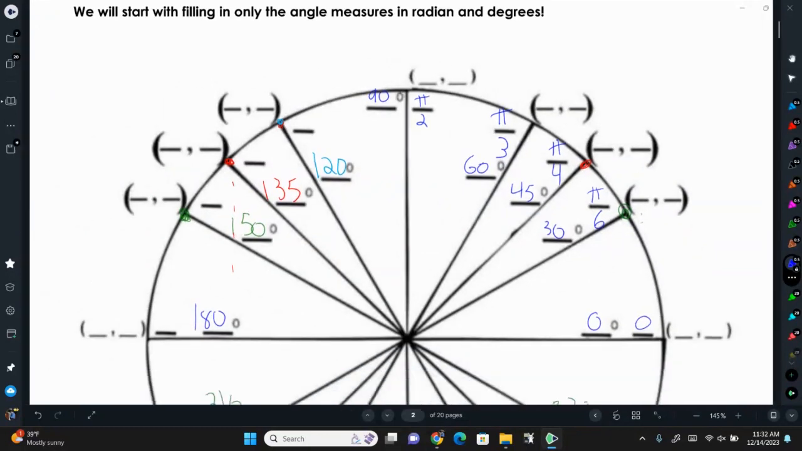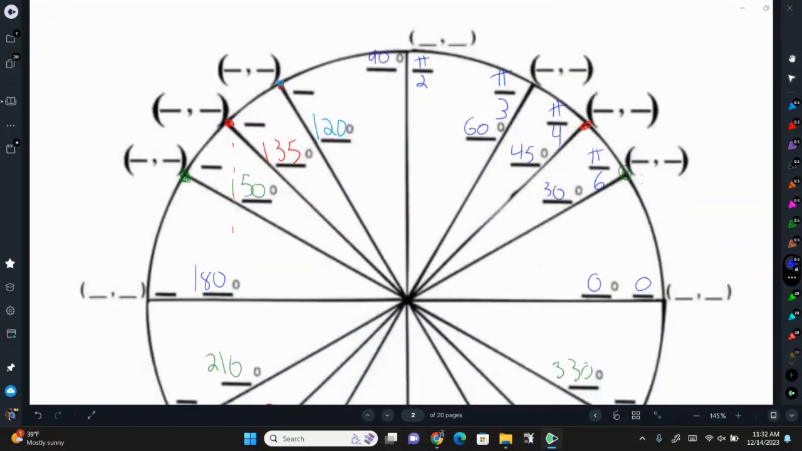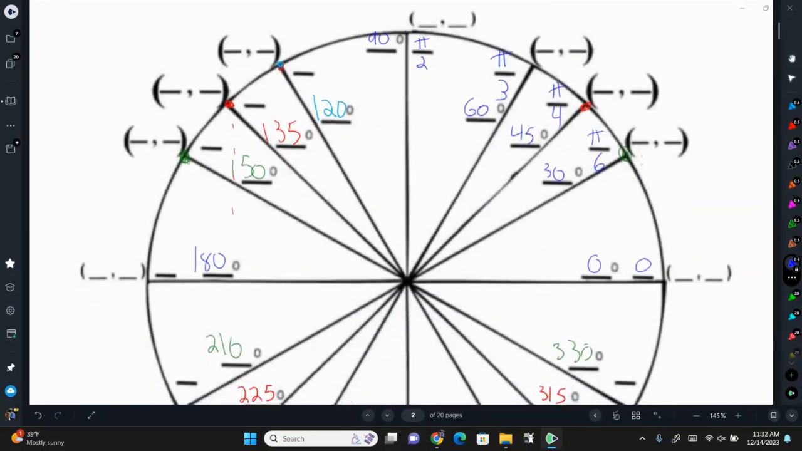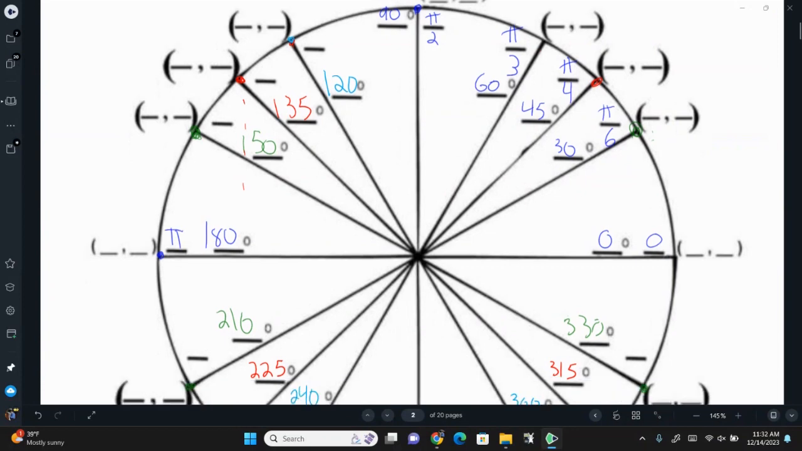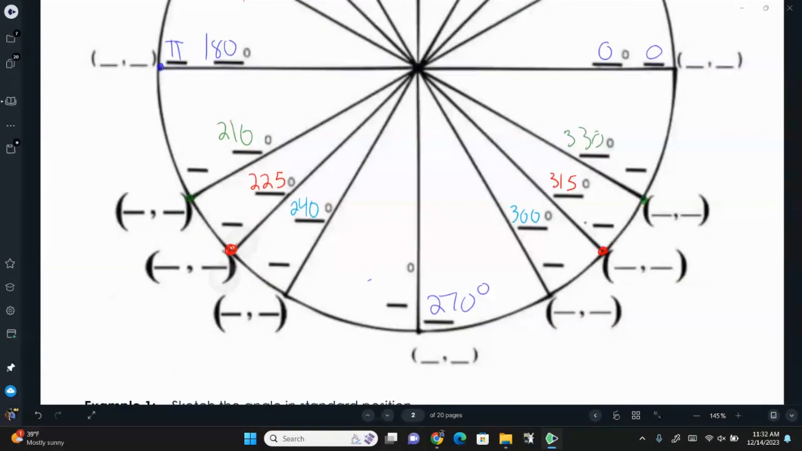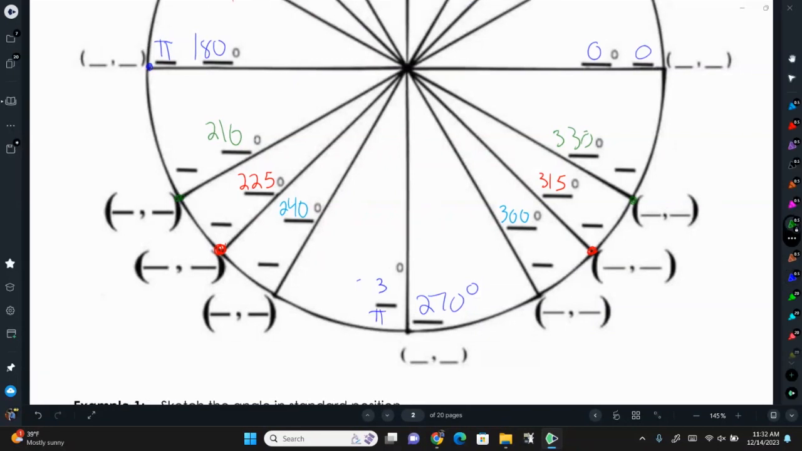So now what I do here is I do, again, the quadrantal angles. So we had pi over 2. And then adding another pi over 2 would just be 2 pi over 2, or pi. Adding another pi over 2 would be 3 pi over 2. And then a full circle would be, sorry, 2 pi.